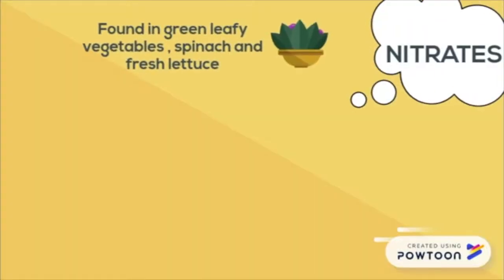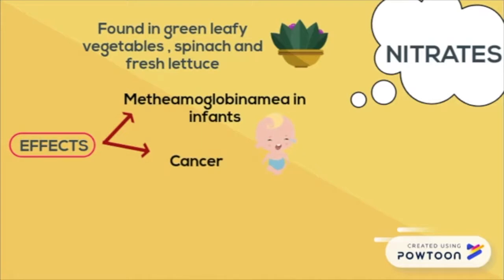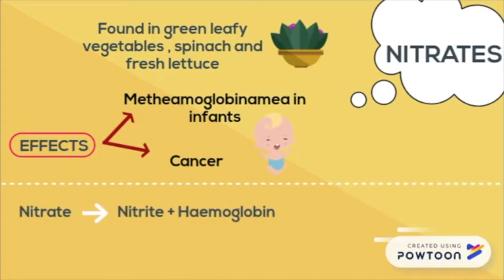Nitrates are found in green leafy vegetables, spinach, and fresh lettuce. They can cause methemoglobinemia in infants and cancer. Nitrate is reduced to nitrite, which then combines with hemoglobin, resulting in methemoglobinemia.